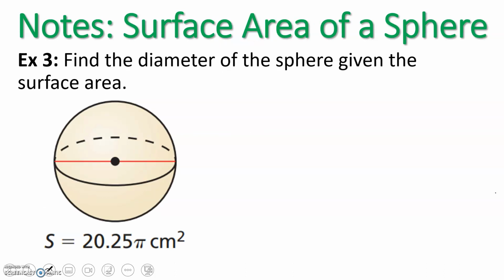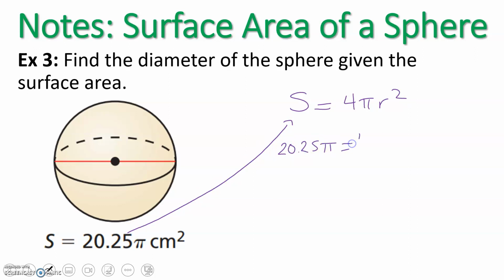Example 3. Find the diameter of the sphere given the surface area. Okay, so we know surface area is 4 pi r squared. We know in this case that the surface area is 20.25 pi square centimeters. And we know that is equal to 4 pi r squared. We're trying to isolate the variable r squared, so we'll go ahead and divide both sides of the equation by 4 pi. 4 pi's on the right cancel, leaving us with r squared. On the left, we have 20.25 divided by 4 because the pi's cancel.